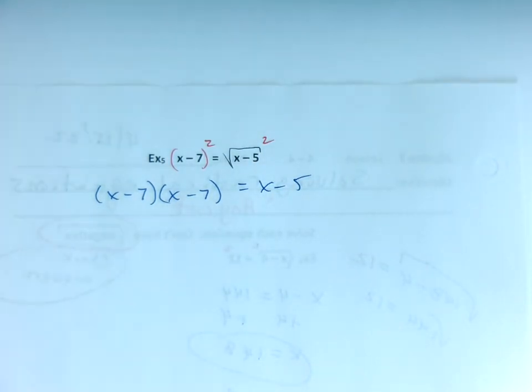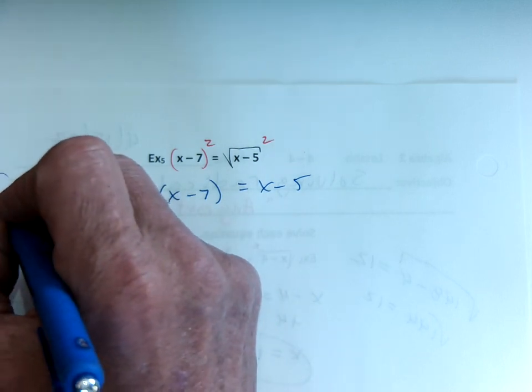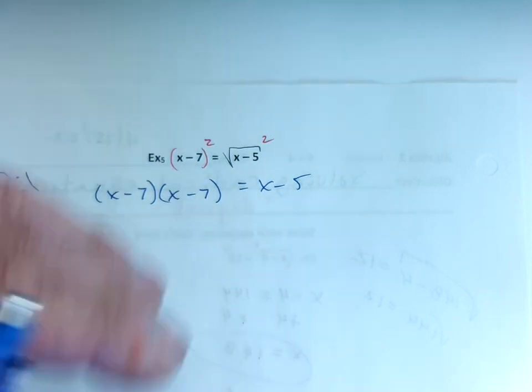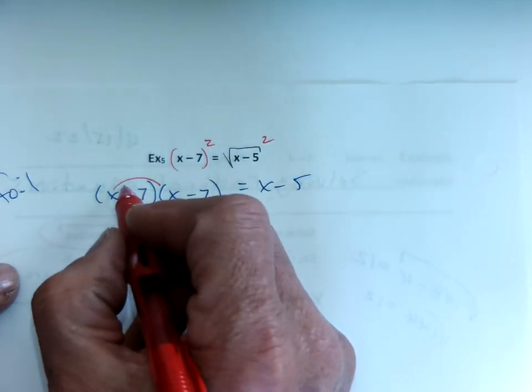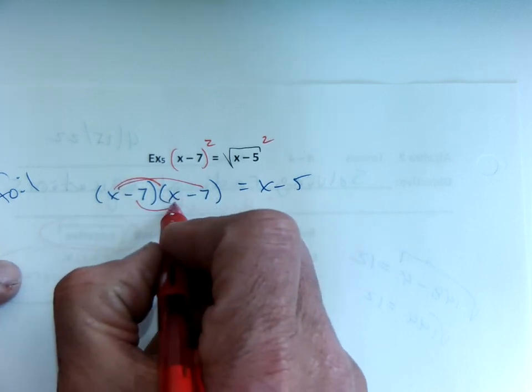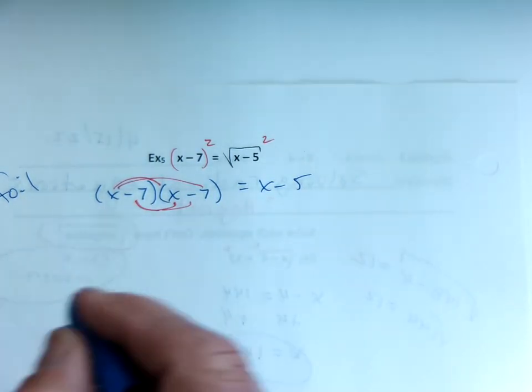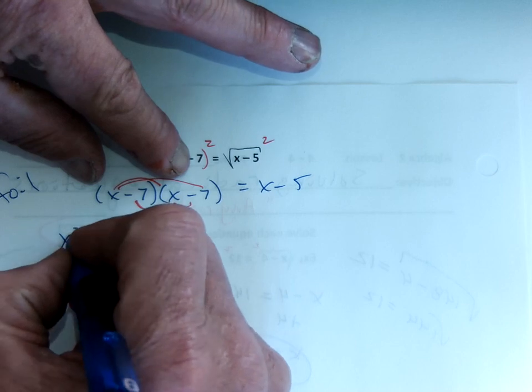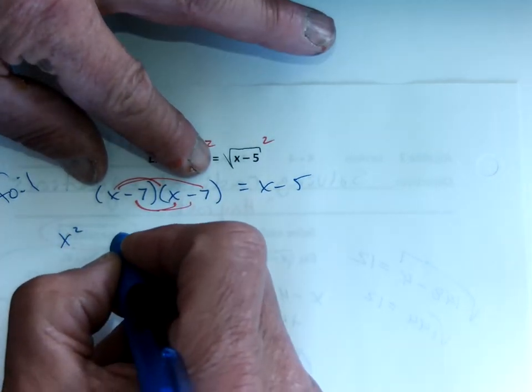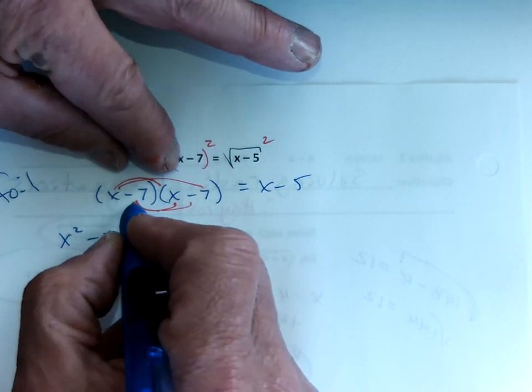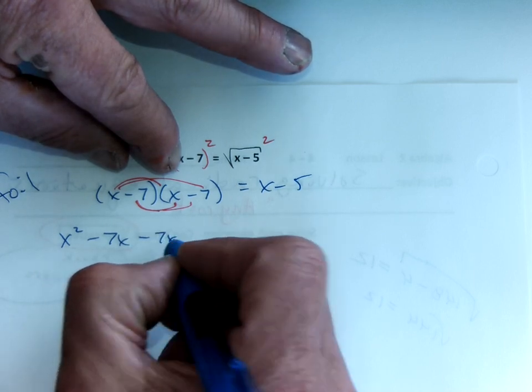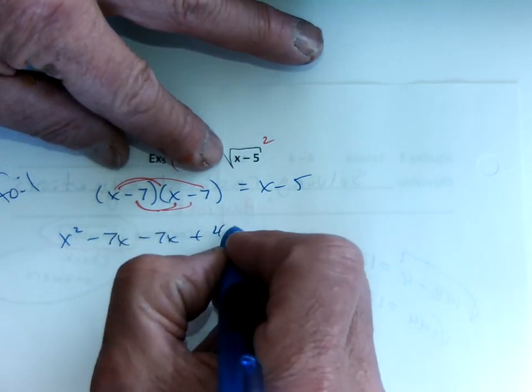Now, I'm going to have to FOIL this, okay? I'm going to FOIL this, so I'll go x times x, x times negative 7, negative 7 times x, negative 7 times negative 7. So x times x is x squared, x times negative 7 is negative 7x, negative 7 times x is negative 7x, plus 49.